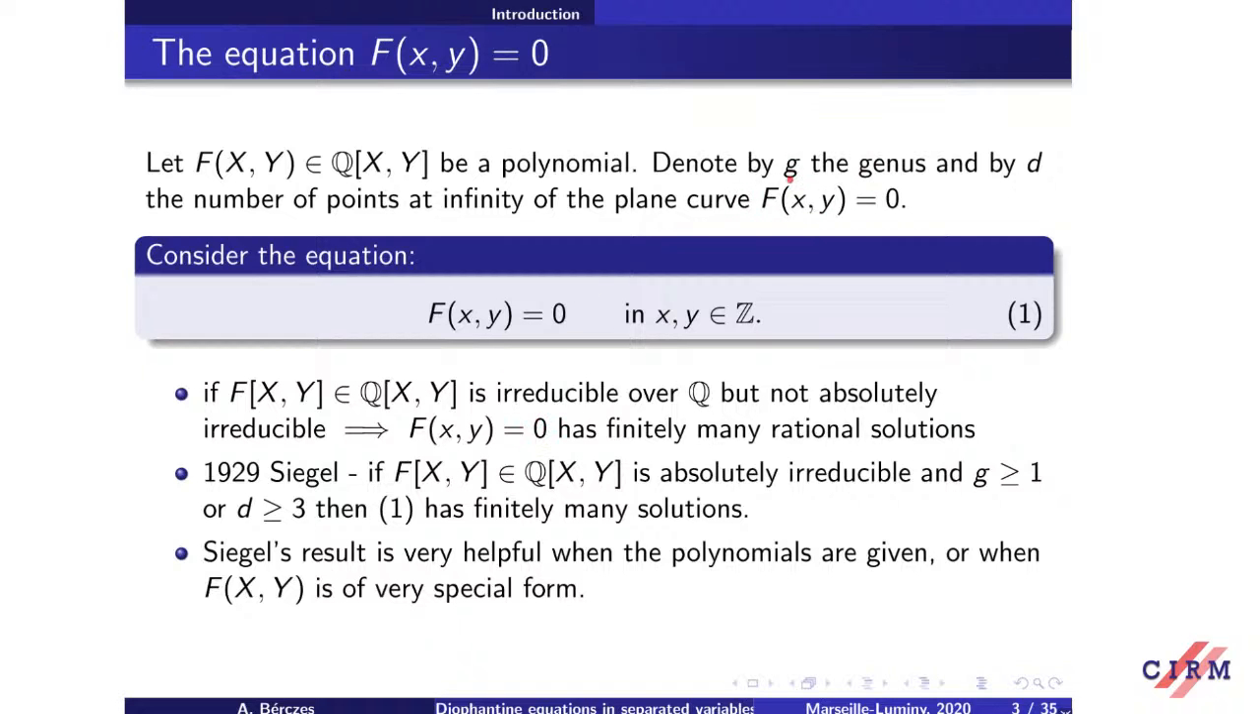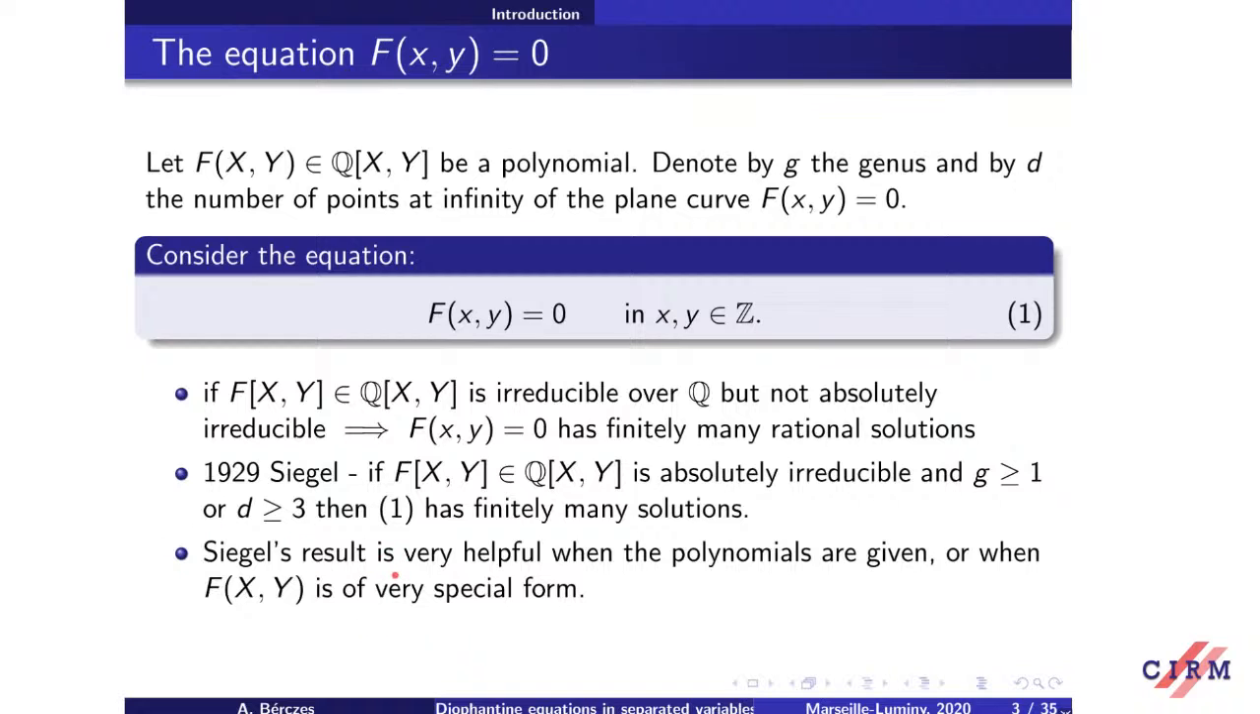Denoting by G the genus and by D the number of points at infinity of the plane curve f(x,y) = 0, in 1929 Siegel answered this question quite completely. In principle, his result says that if f(x,y) is absolutely irreducible and G is larger or equal to 1 or D is larger or equal to 3, then one has only finitely many solutions.